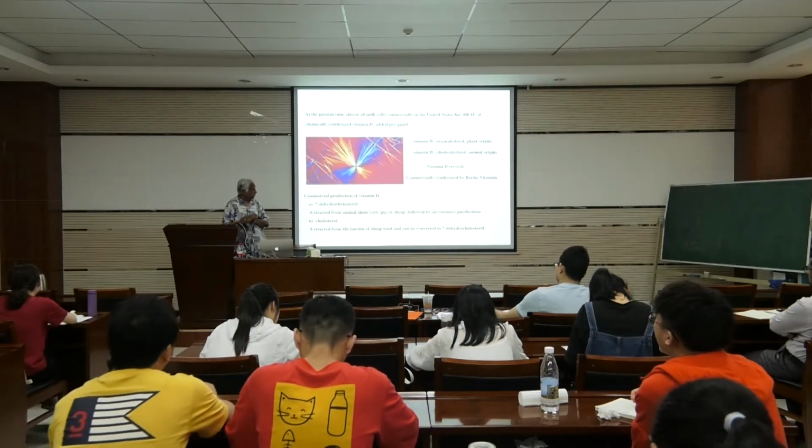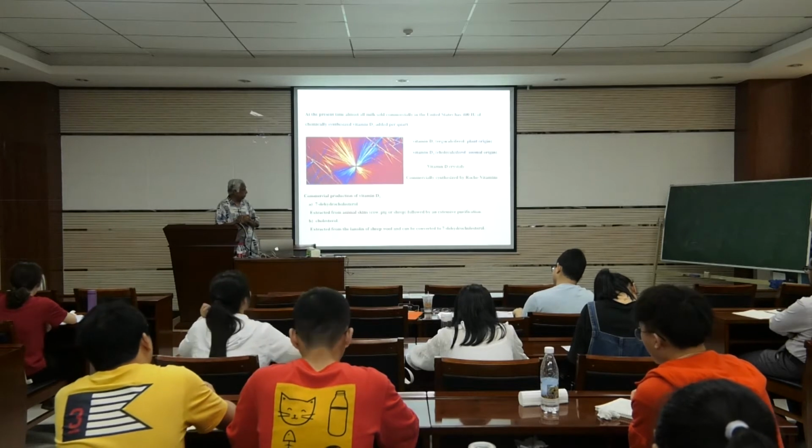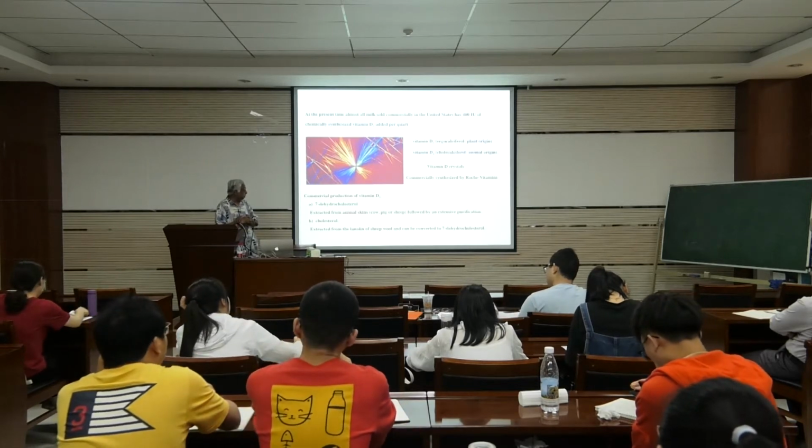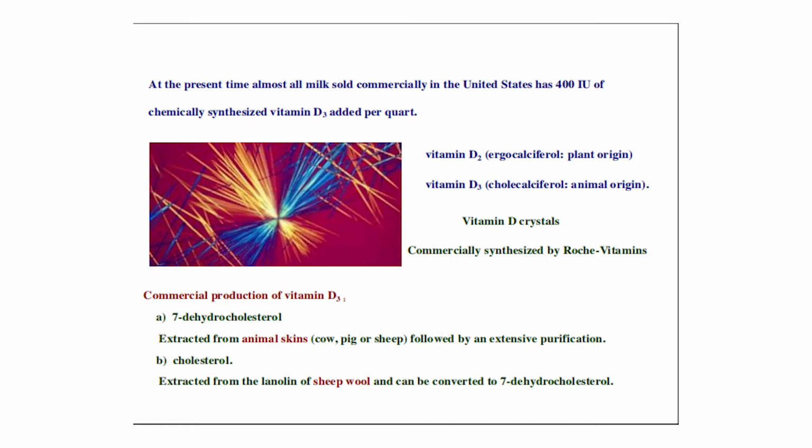So in the older days, the vitamin D came from, for example, you start from dehydro. In order to make vitamin D, you have to take a lot of it. That means the material should be cheap. You cannot start from very expensive rose oxide and make vitamin D. Okay. So the vitamin D precursor comes from animal skins: cow, pig, and sheep.